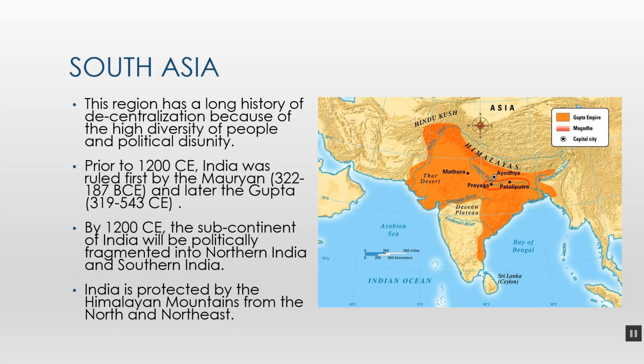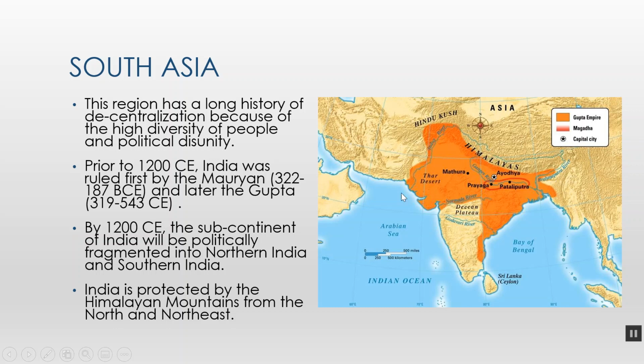India is protected by Himalayan mountains from the north and the northeast. So if you look here, you see the Himalayas. One thing India has going for them is that they're protected there. You can't take armies over the massive Himalayas and then come into the subcontinent of India. That'd be just too grueling a task. It would be nearly impossible. So many people could not attack from that area.